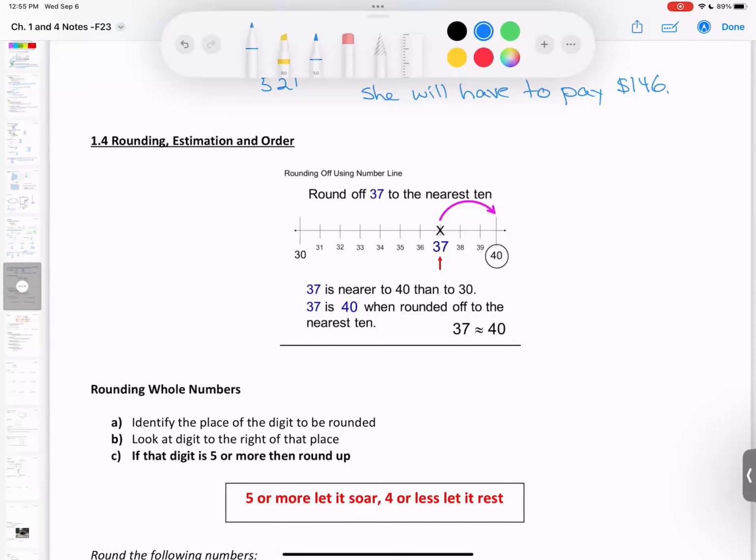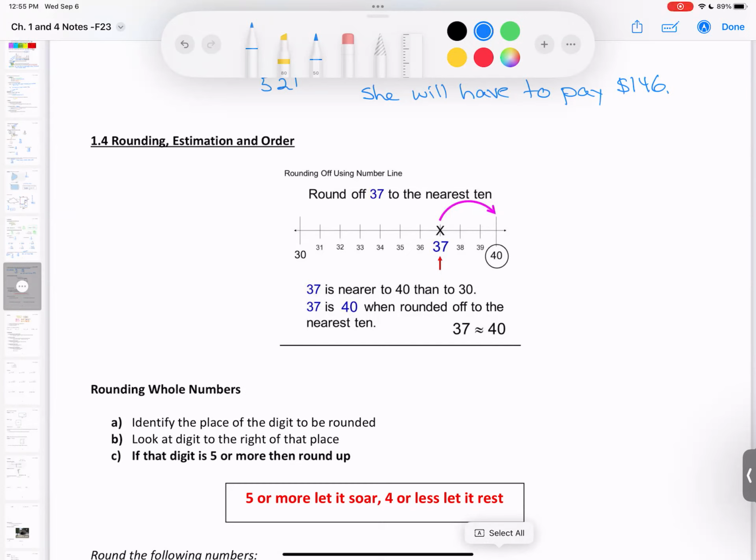Moving on to 1.4, we're going to talk about rounding, estimation, and order. So when you're rounding, sometimes you're asked to round something to the nearest certain place value. Here, we're being asked to round 37 to the nearest 10. And there's all sorts of applications where this is really important.